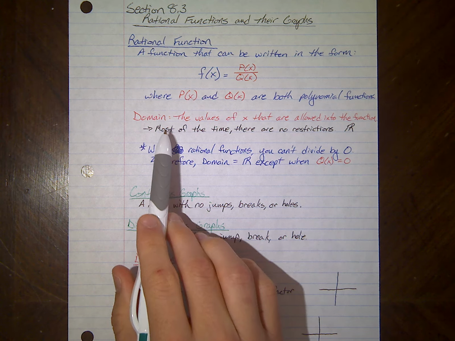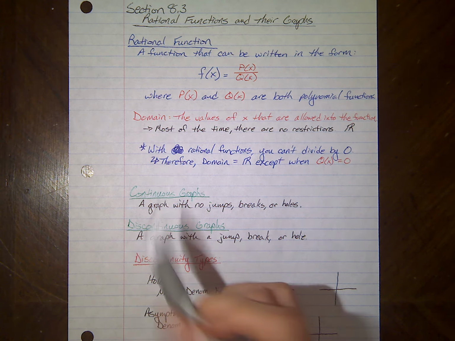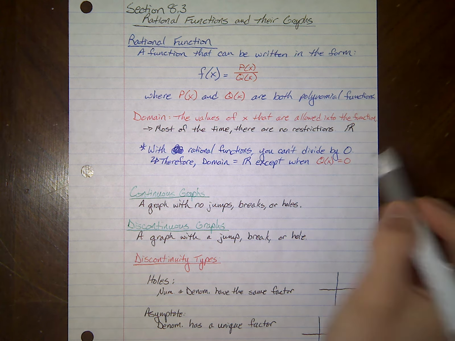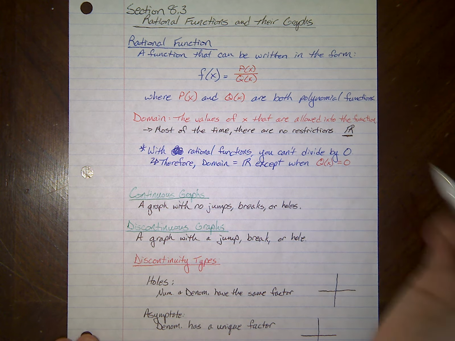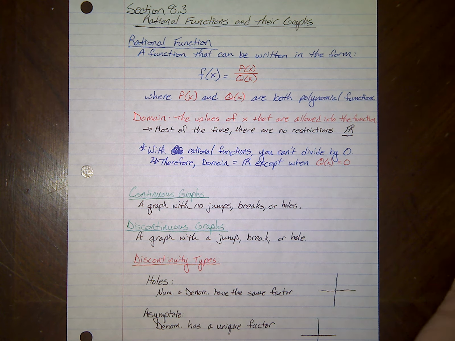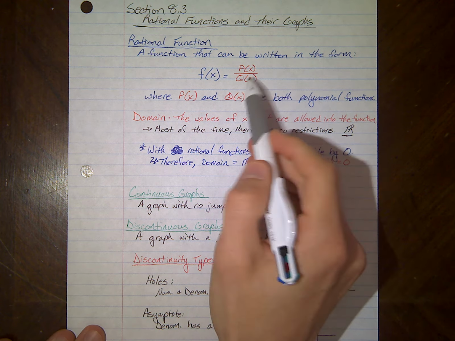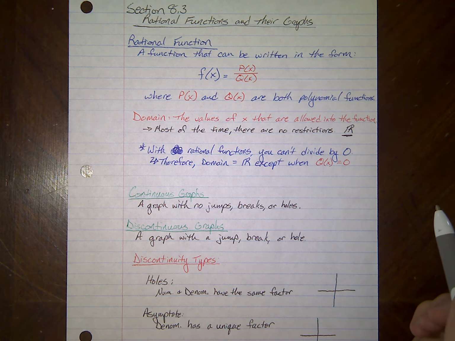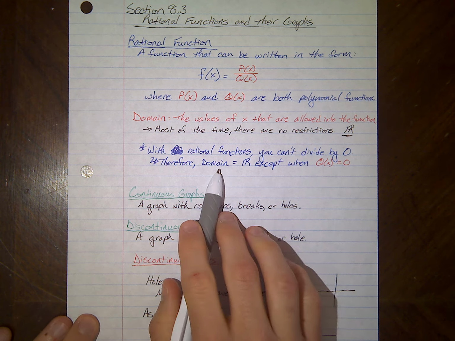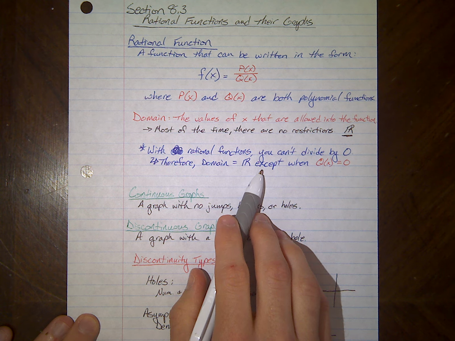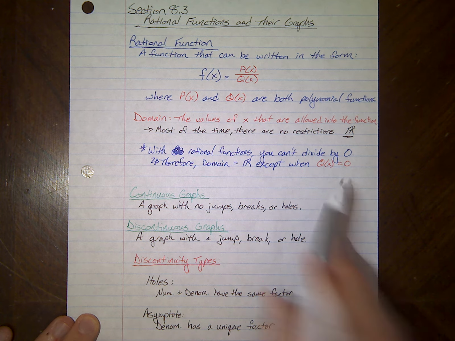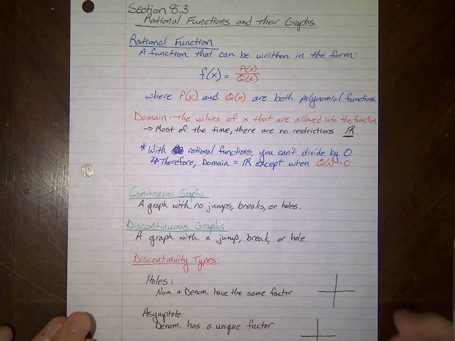Now most of the time for the domain, there aren't any restrictions. These are the values of x that we're allowed to put into the function. When there are no restrictions, we use this little double R thing here, and we say that it's all real numbers. However, with rational functions, we have to be careful because we are dividing here, and, the Cookie Monster and Friends problem, you can't divide by 0. So we have to be very careful. The domain is going to be all real numbers except when the denominator, that q of x polynomial, is equal to 0, because then we would be dividing by 0 and that's not allowed.